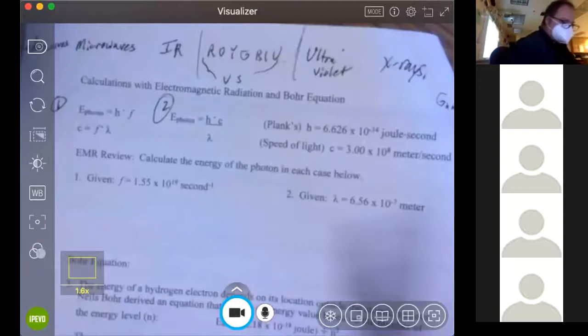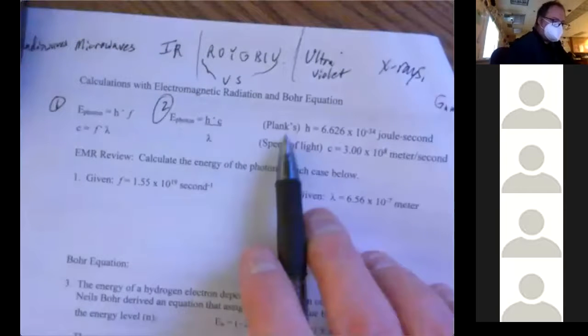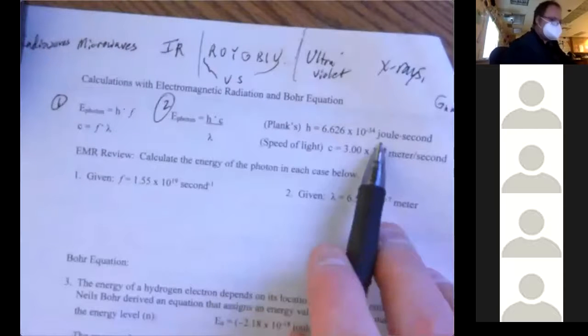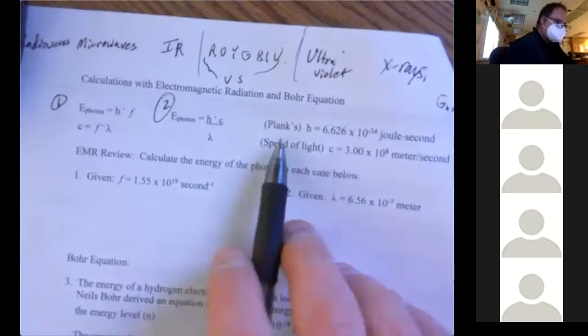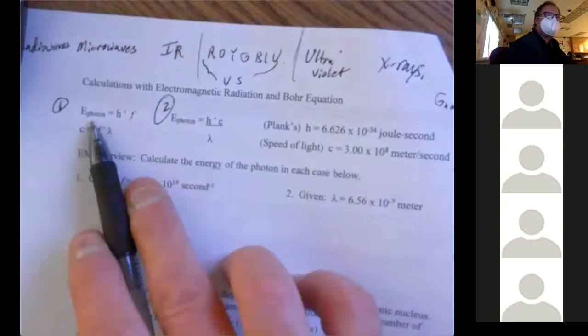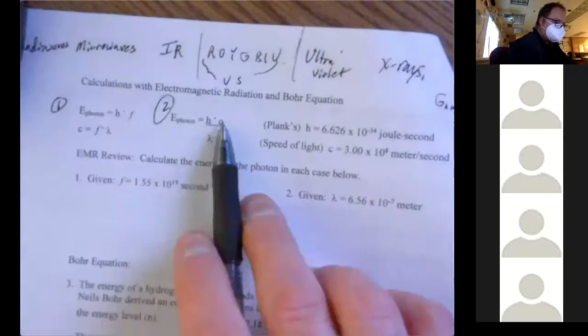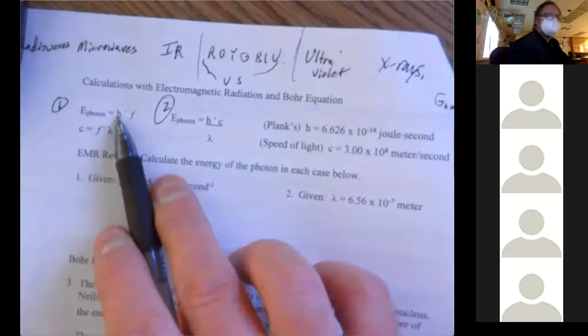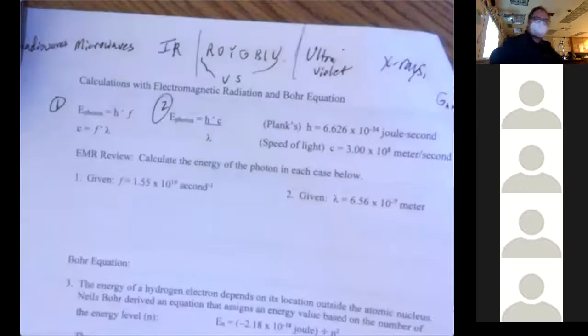So a man by the name of Max Planck found that whenever we use this number, this is the relationship between the frequency and the energy of the photon, as well as the speed of light divided by the wavelength, which gives us the frequency and the energy of the photon.